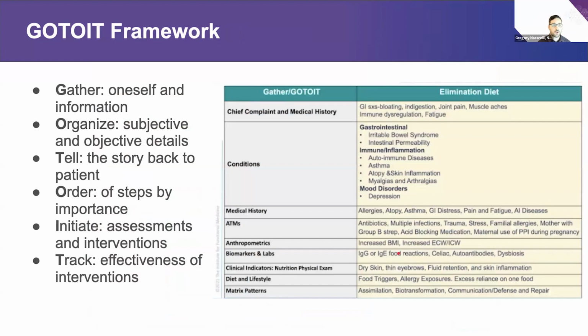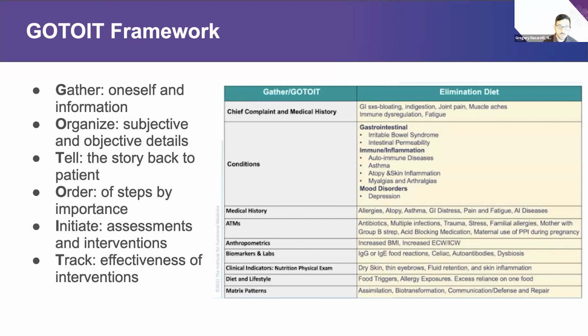There's also the Go To It framework in functional medicine. So Go To It stands for, the G is gather, that being oneself and the information provided. Organize the information in terms of subjective and objective details. The T is tell the story back to the patient, therefore verifying that you have the information correct. The O is ordering the steps by the level of importance. I is to initiate assessments and interventions, and the T is to track the effectiveness of the interventions.